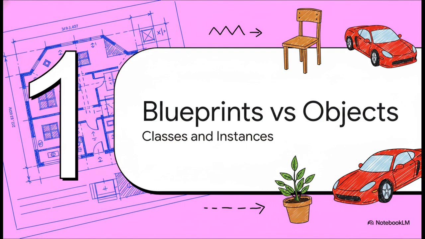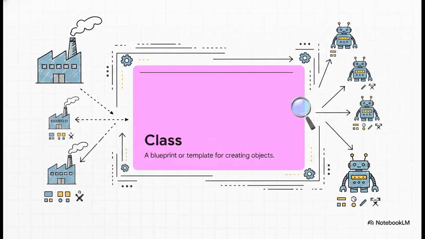All right, let's kick things off with Section 1, blueprints versus actual objects. Imagine you're building a massive factory. You wouldn't just start welding metal together randomly, right? I mean, obviously, you need a design. And that is exactly what a class is. Think of a class as your master blueprint or a template for creating objects. It dictates precisely what data an object is going to store, which we usually call attributes or properties, and it defines what that object can actually do, which we call its methods.